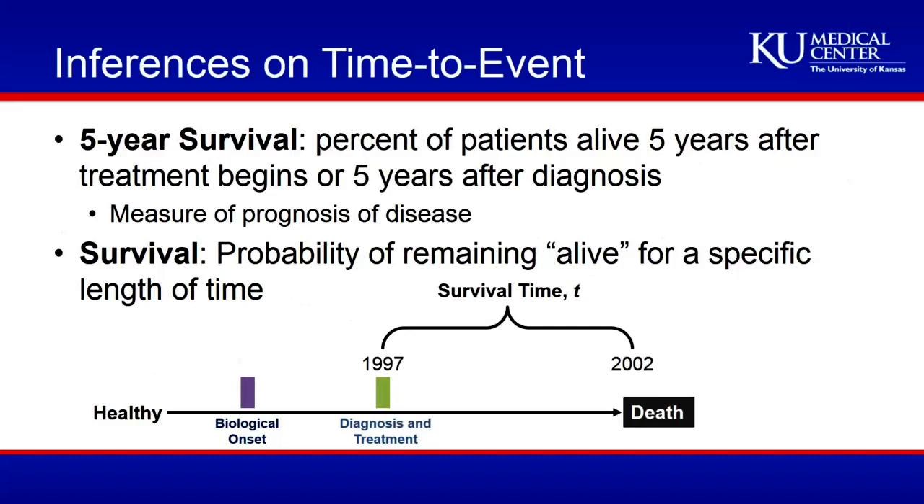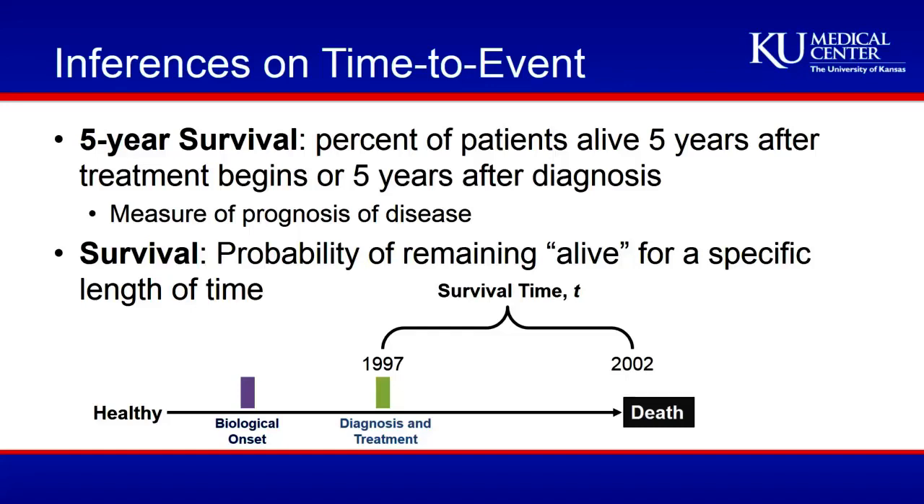Some of the things that we tend to report in time to event, we might report something like 5-year survival or 1-year survival or 6-month survival, whatever is a meaningful time given the context of the research. So 5-year survival, when you see this reported, it's just simply a percent. It's the percent of patients that are still alive 5 years after treatment begins or 5 years after diagnosis. And again, it doesn't have to be 5 years, it could be 1 year. But it's just a measure of prognosis of disease. It's a measure of prognosis for individuals receiving different kinds of treatments with a particular condition.